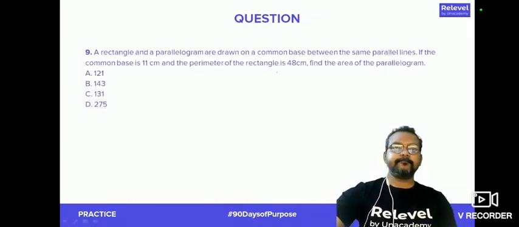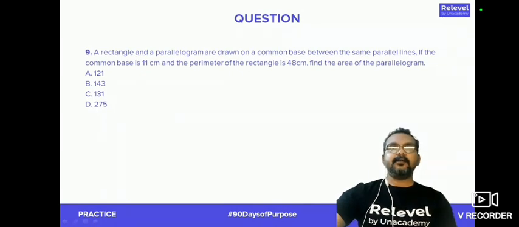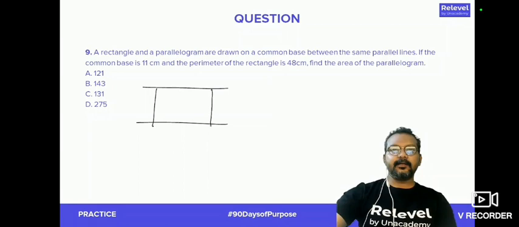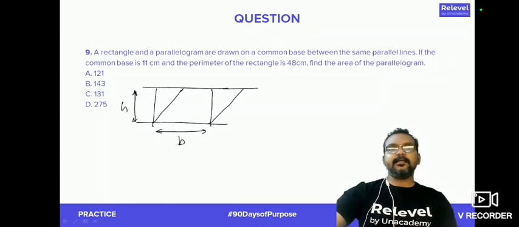Number 9. A rectangle and a parallelogram are drawn on a common base between the same parallel lines. So you have one rectangle, you have one parallelogram. Obviously, parallelogram area is base times the height, and the rectangle area is clearly the length times the width, which is also the base and height. So the areas are obviously equal.